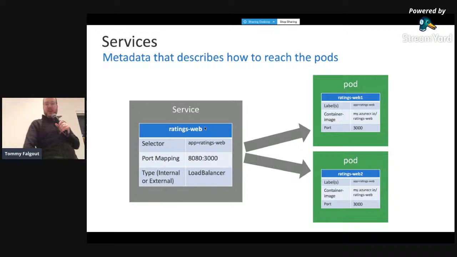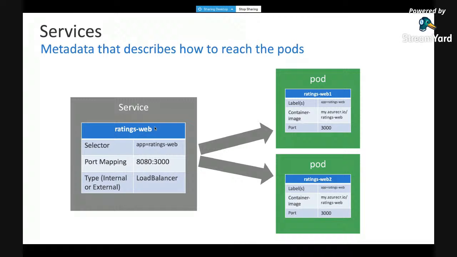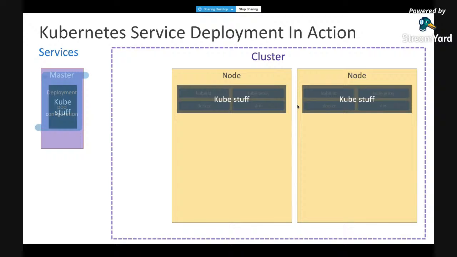So services, again, are a way of providing abstraction. You get a DNS host name that goes to an IP address, which doesn't exist, and that IP address will round robin to each of these pods. So what does this look like again? We've got a deployment. We've deployed pod one, pod one, pod two. Now we're going to deploy our service.